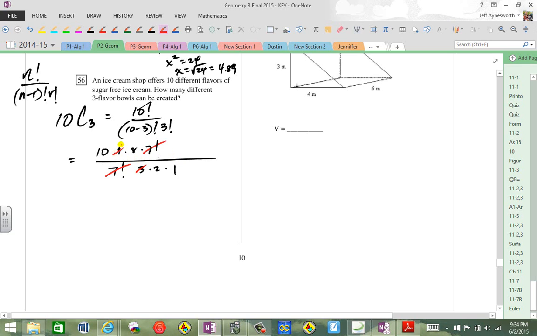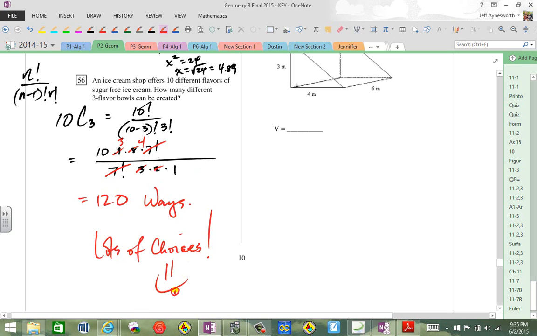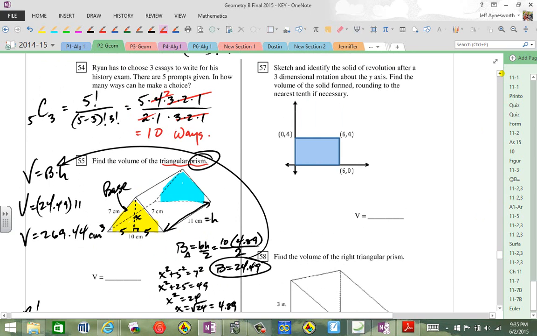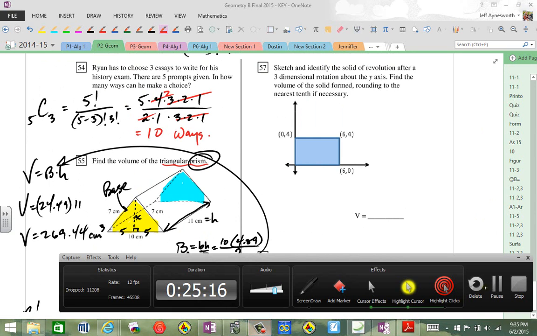Let me see, 3 into 9 is 3, 2 into 8 is 4, so it kind of looks like 30 times 4, 120. So 120 ways to pick a 3-flavor bowl out of 10 different flavors. You got a lot of choices. Lots of choices. All right, and that'll make anybody feel good. All right, number 56. Oh, that was number 56. Okay, next one in a minute.